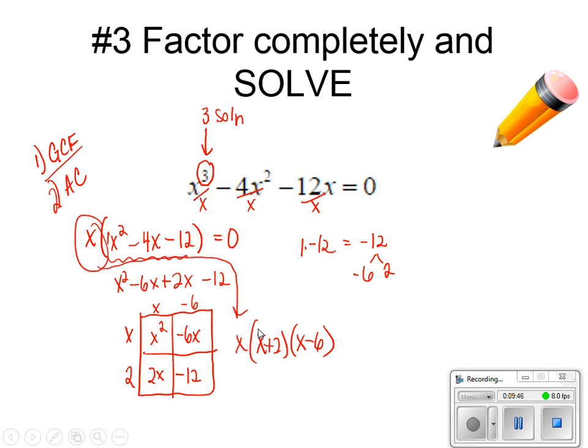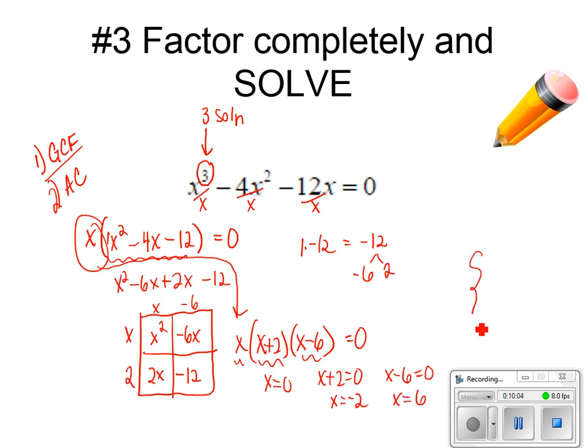a long time ago. So now that it's factored completely, I can use the zero product property rule. I can set each factor equal to 0. So x equals 0, x plus 2 equals 0, that's negative 2. And x minus 6 equals 0, that would be x is 6. How many solutions did we have to have? 3. How many do we have? We have 3. 0, negative 2, and 6. Okay, let's do one more.